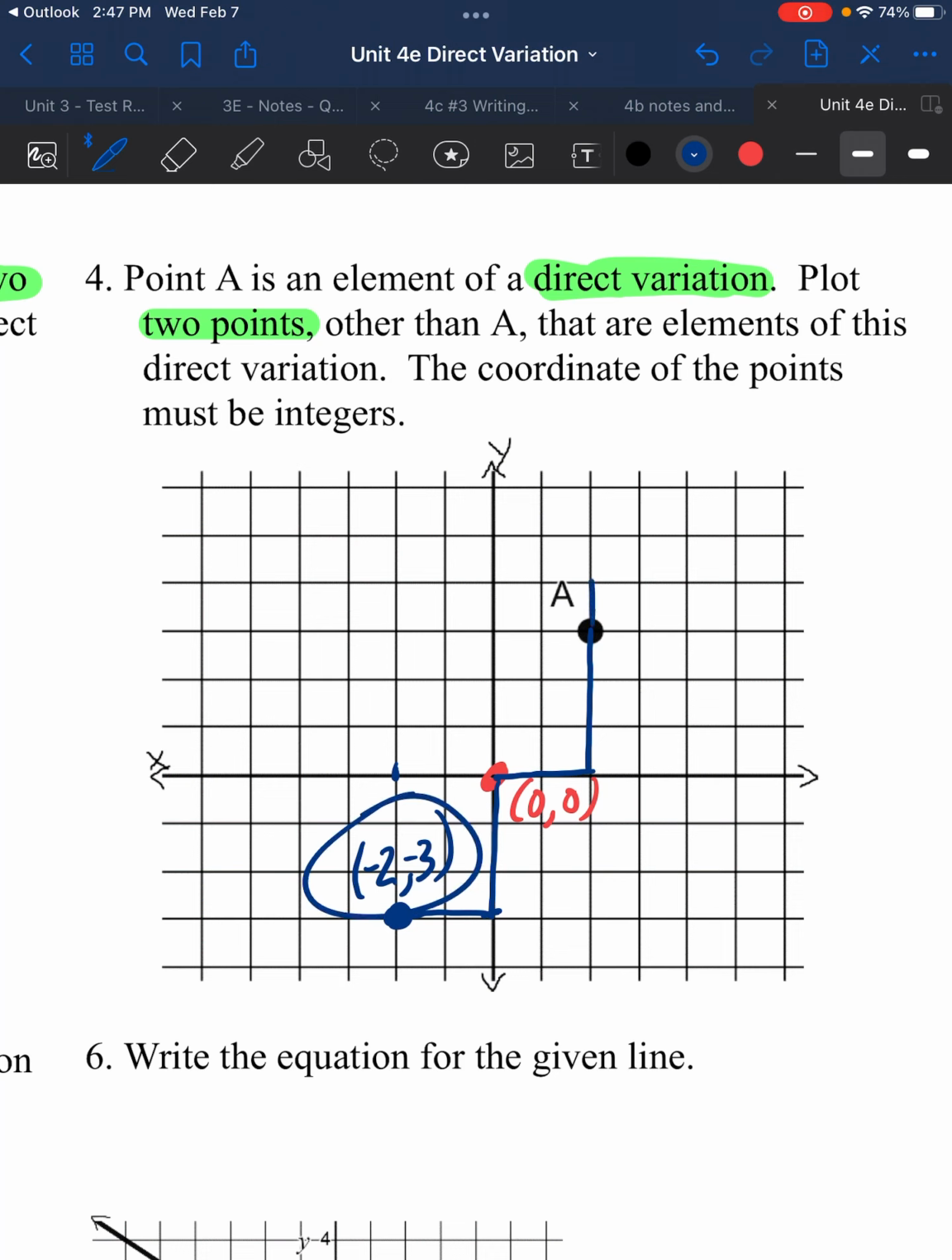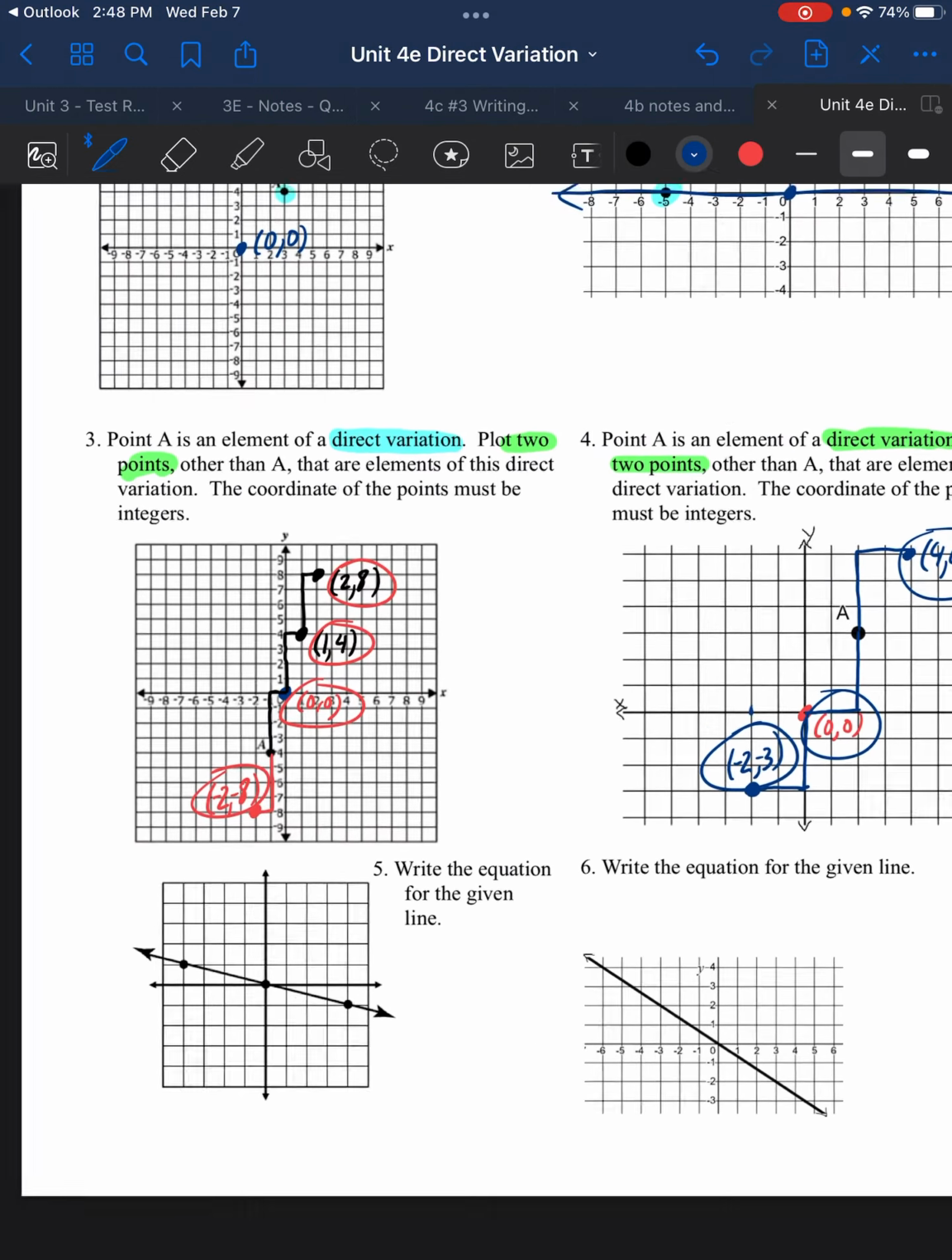Other points you could have done: you could have gone up 3 and to the right 2, and that would have been the point 2, 3. Oh wait, sorry, that would have been the point 4, 6. So that would have been another coordinate. So any two of those 3 points would have worked.